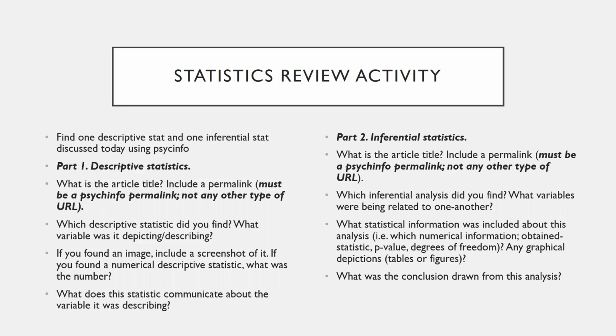So then indicate which inferential test it was. Was it a Pearson's r? Was it a t-test? Was it an ANOVA? What numerical information was concluded? So if it was a Pearson's r, you're typically going to see an r value, degrees of freedom, p-value, graphical depictions of the analysis, like how there was a line chart for that last two-way ANOVA article I showed you. And then any conclusions drawn from the analysis. Was it significant? If so, what is the takeaway from that significant analysis? Okay, so that'll be due tonight.